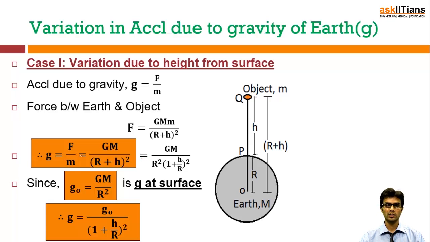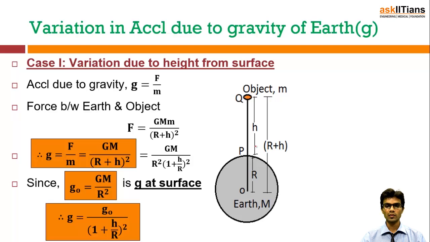Now we are going to start case 1, variation due to height from the surface. Let us consider an earth of radius R and mass M. O denotes the center of the earth, P denotes the surface of the earth, and Q denotes the height h from the surface of the earth. So the distance from the center to the object at Q is R plus h.